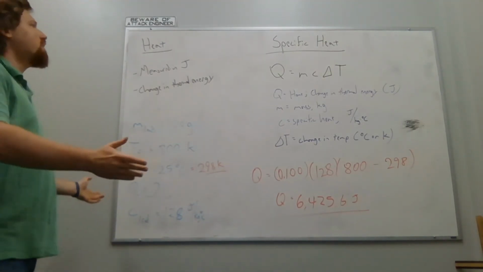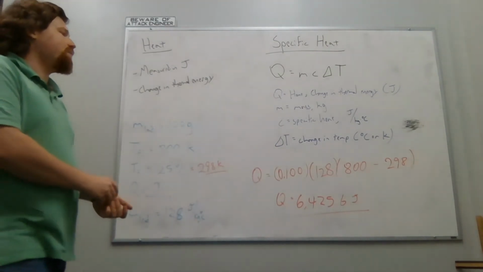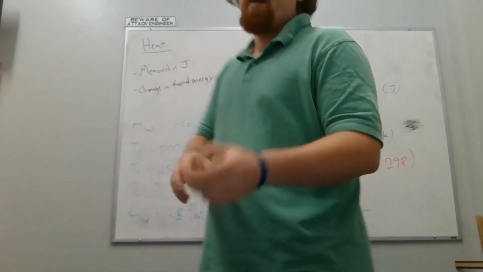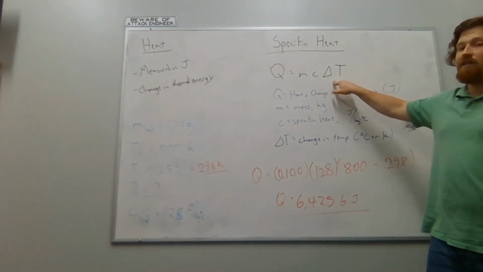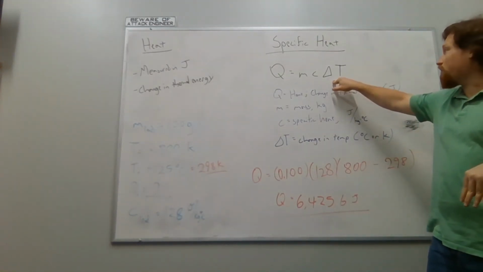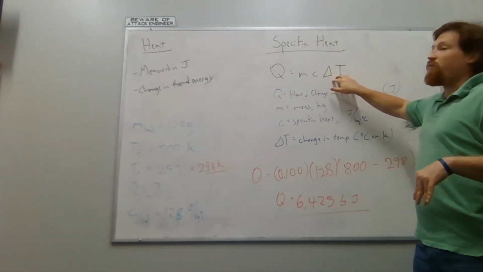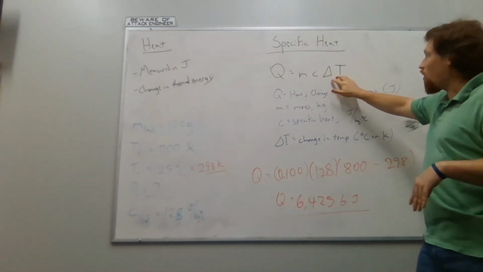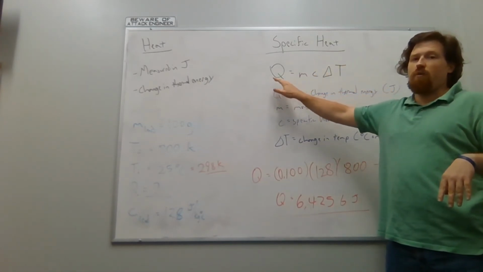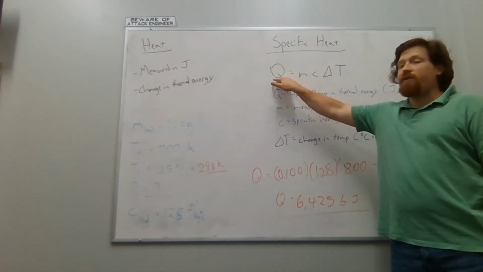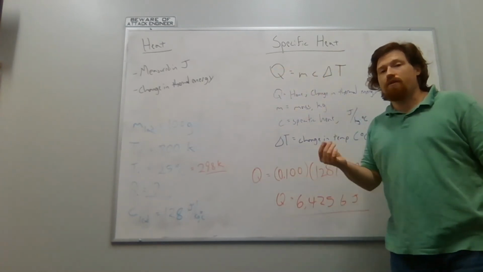And that is the specific heat sample problem. Well done, everybody. Again, keep in mind, delta always means final minus initial. It's very important. If your final temperature is lower than your initial temperature, you're going to get a negative answer for Q. That's fine. A negative Q tells you that you lost thermal energy.